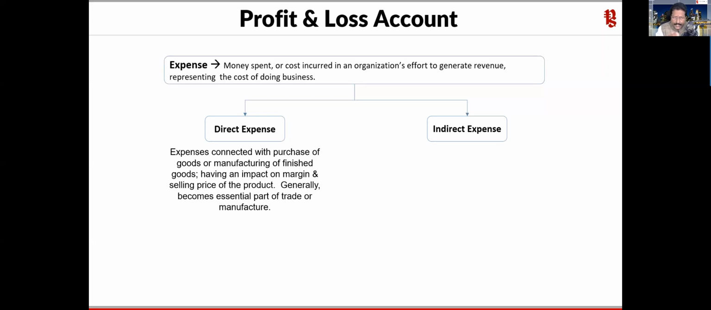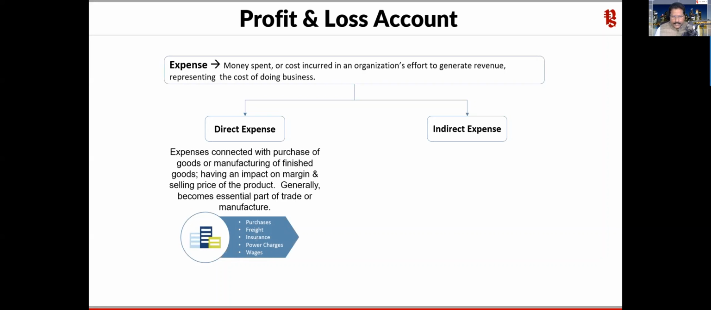So let's first try and understand the examples of the direct expenses. Then I will give you a certain example, so that we are clearer in distinguishing the expenses between direct and indirect, because all direct expenses which are included in your profit and loss account will impact your gross profit. All right, so let's try and understand with the example.